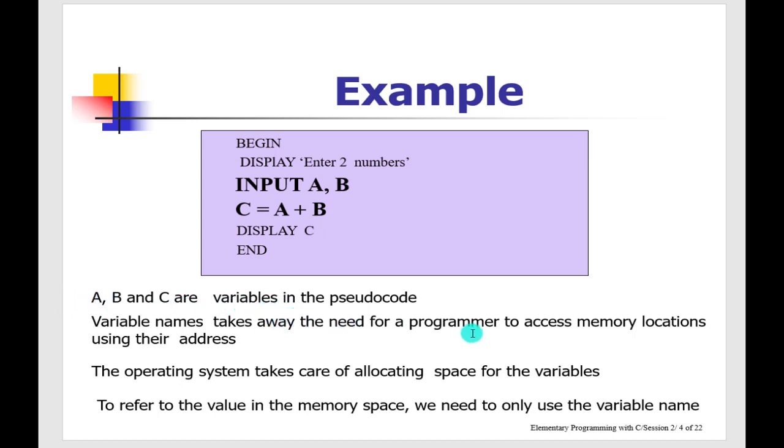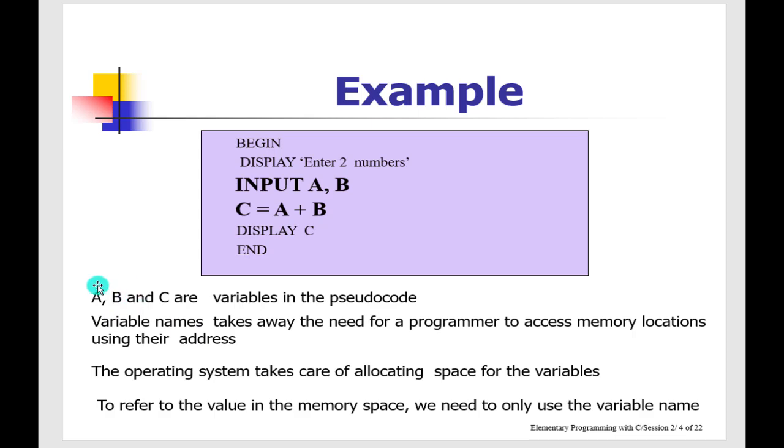Now, A, B, and C are variables in the pseudocode. Variable names take away the need for the programmer to access memory locations using their address, those numbers which we were looking at previously. The operating system takes care of allocating space for the variables, and to refer to the value in the memory space, we only need to use the variable names. This makes it very easy for us to access them later in our program.